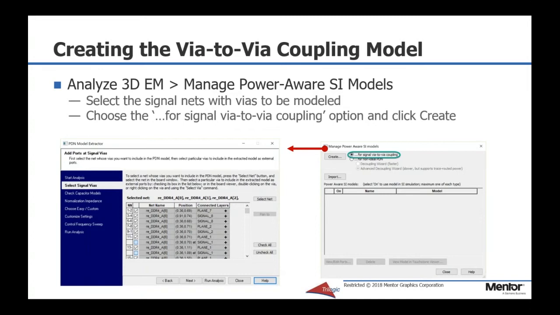Then you will need to create the via-to-via coupling model as well. From the same dialog box, select the nets and the vias, and all the vias will be automatically selected. Select for signal via-to-via coupling, and the PDN model extractor will run the analysis and create the models.